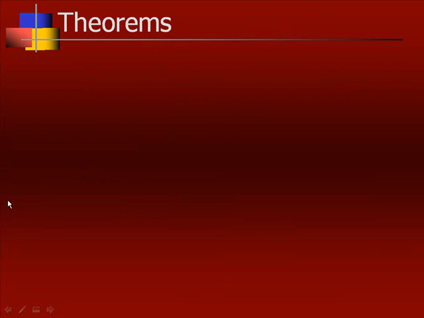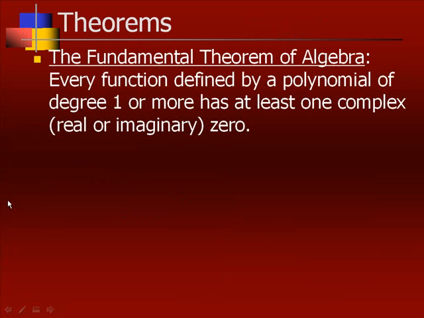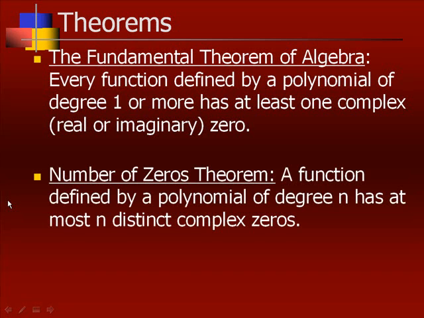Now, a couple of theorems. The fundamental theorem of algebra says every function defined by a polynomial of degree 1 or more has at least one complex zero. There's a number of zeros theorem that says a function defined by a polynomial of degree n has at most n distinct complex zeros.